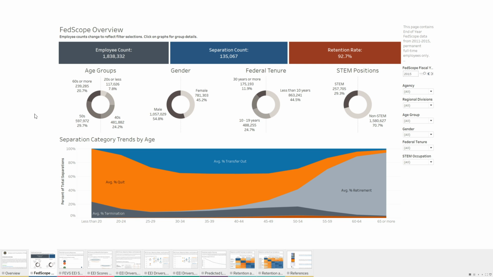So this particular project is a retention project. That's why you're going to see the separation count as opposed to some of that new hire information that I mentioned FedScope also includes. I needed to stay in scope for this project. Scope creep is a huge issue.